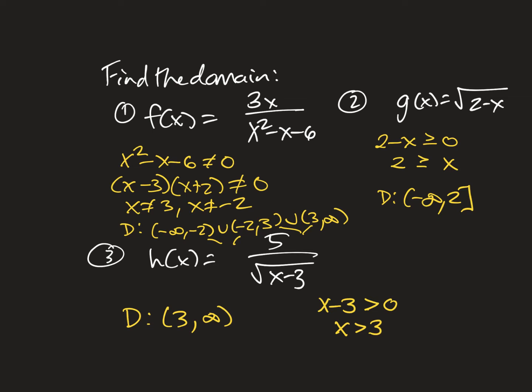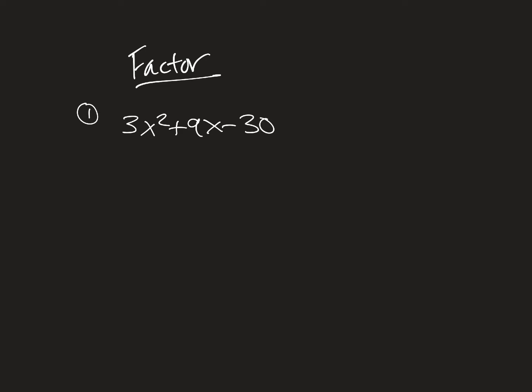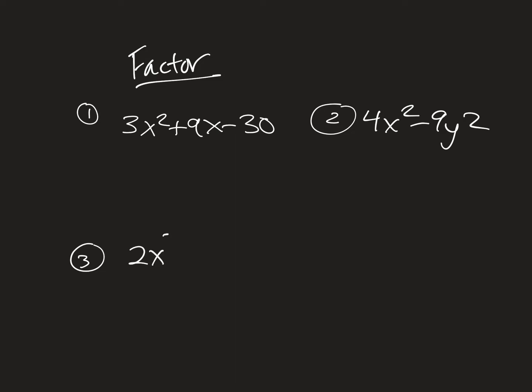Now let's talk about another set of problems we could have. I could ask you to factor. So I'll give you some problems, and then again, you can pause it, and then we'll see how you did. So 3x squared plus 9x minus 30. And again, the directions aren't to solve, it's just to factor. Second one might be 4x squared minus 9y squared. A third one will be 2x cubed plus 5x squared minus 3x. And then a fourth problem to look at is 27x cubed minus 64.